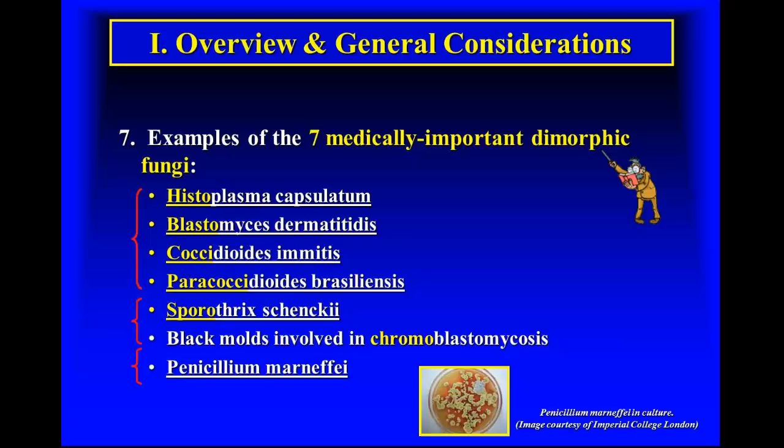In the 1990s, it was first discovered in Thailand as a cause of pneumonia in HIV patients, and it was then found that unlike most penicilliums, which are just saprophytes of very little pathogenicity, this one can do it, probably because it is dimorphic. It has this reddish, wine-colored pigment that diffuses into the medium. That's Penicillium marneffei, and those are your 7 medically important dimorphic fungi.